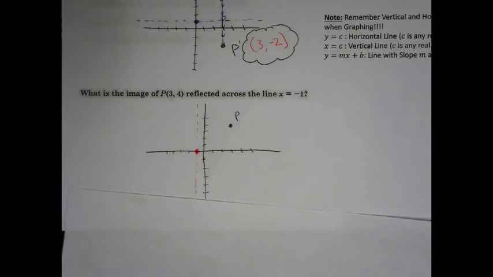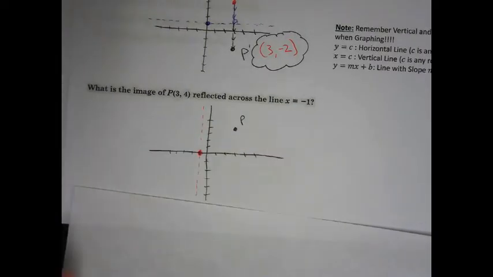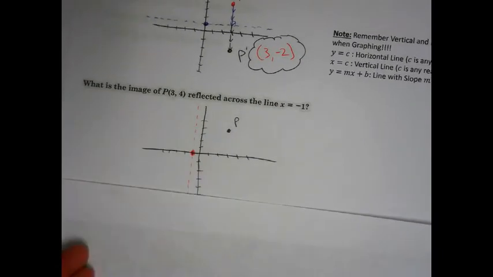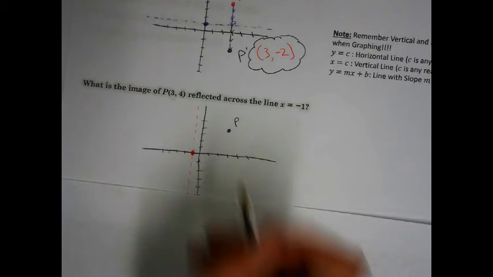And we're going to be reflecting across that line. So we're going to take that point P and flip over x equals -1. Just like that. So let's do that. What would it look like? Well, how far is P from the line of reflection? Okay, so let's figure it out.